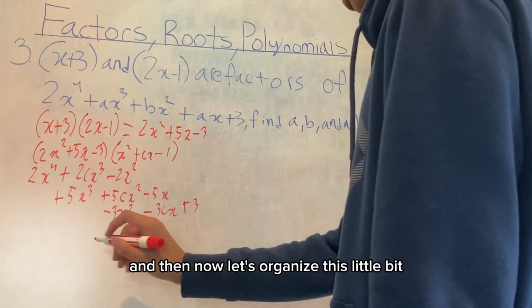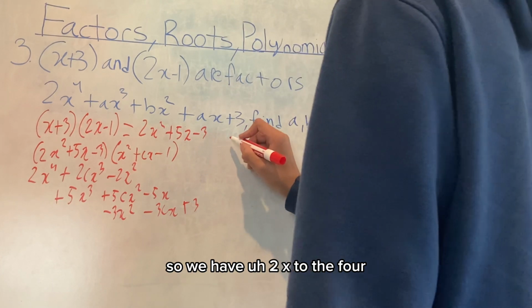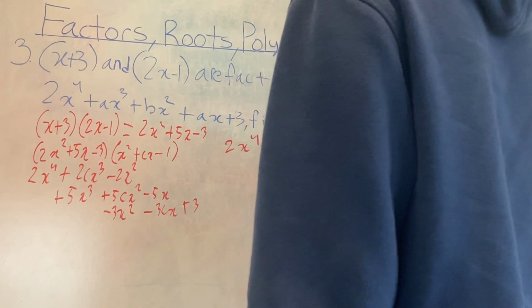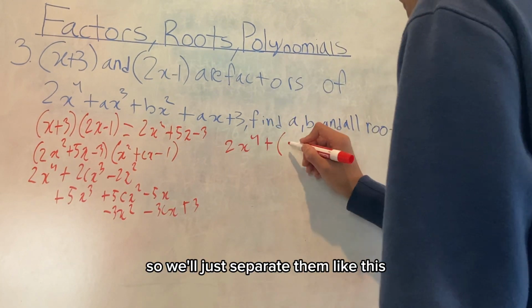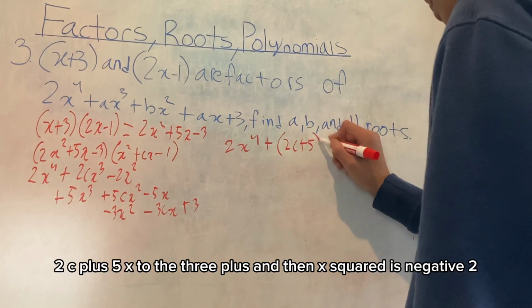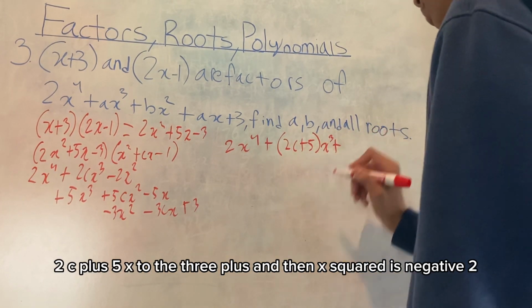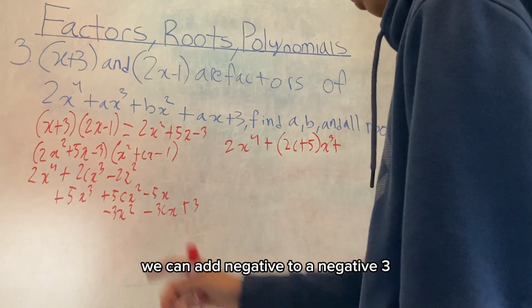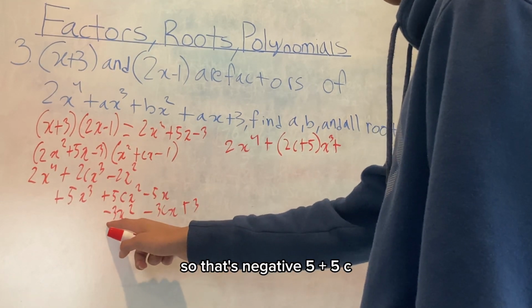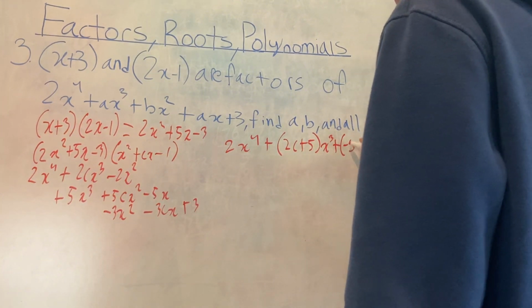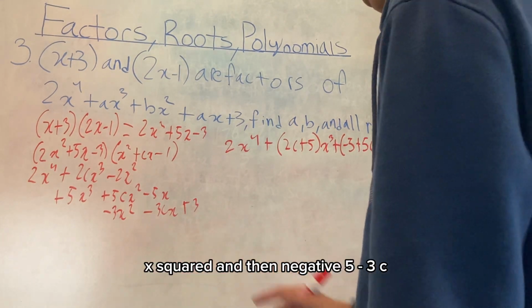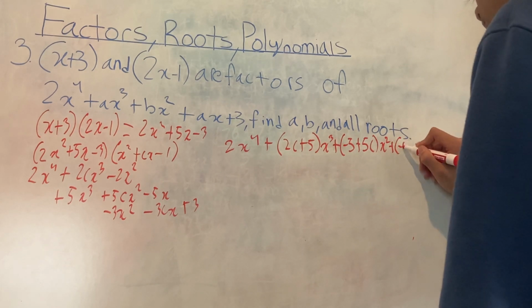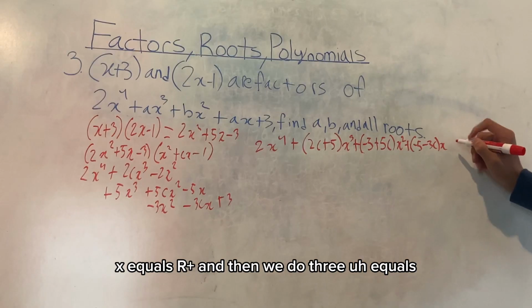And now let's organize this a little bit. So we have 2x to the 4 plus parentheses, and then we have 2c and 5. We can't add those two together, so we'll just separate them like this: 2c plus 5, x to the 3, plus, and then the x squared coefficient is negative 2. We can add negative 2 and negative 3, so that's negative 5 plus 5c, x squared, and then negative 5 minus 3c, x, plus 3.